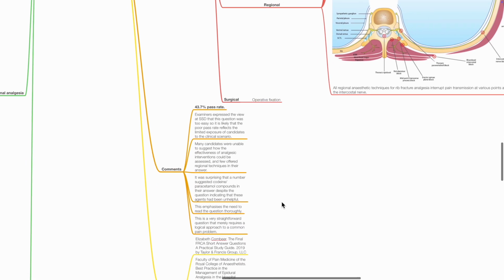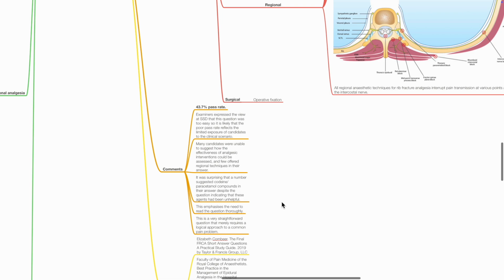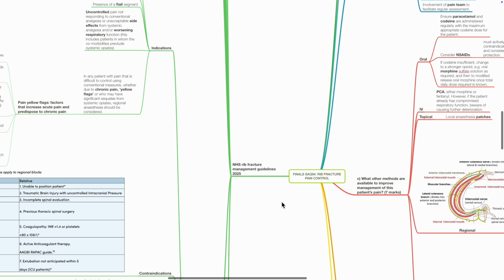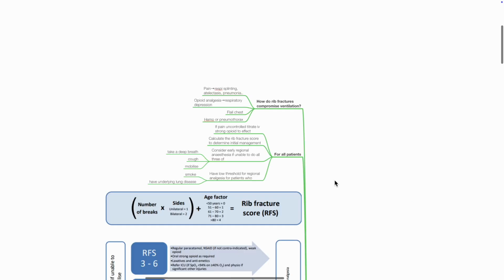Overall 43.7% pass rate. Further information: NHS Rib Fracture Management Guidelines 2025. Rib fractures compromise ventilation via pain, leading to above-mentioned complications. Opioid analgesia has respiratory depression effects. Flail chest and hemo or pneumothorax are other concerns.